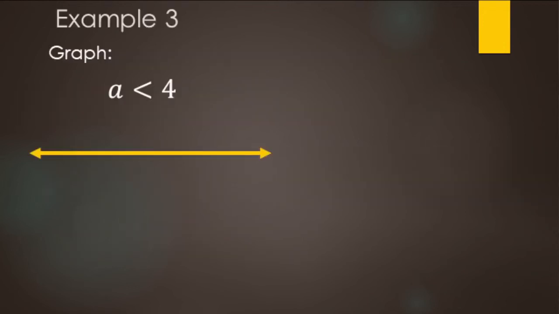So another example here, we have a is less than 4. So on our number line, when we go to draw these on pencil and paper, we need at least 2 numbers.